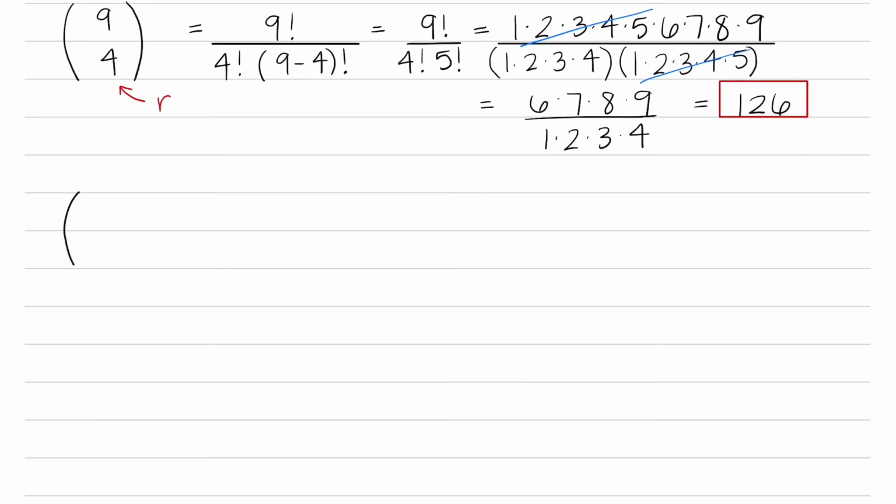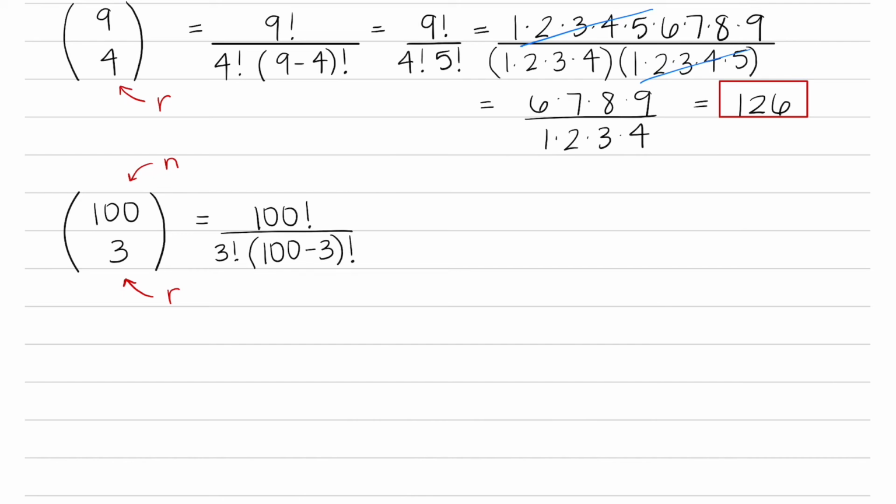We're given 100, 3. So we know that this 100 is our n, and this 3 is our r. So let's write it out according to our formula. We have 100 factorial over 3 factorial times (100 minus 3) factorial, which can be written as 100 factorial over 3 factorial times 97 factorial.